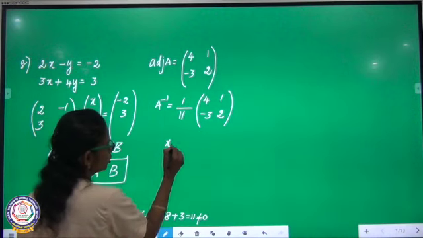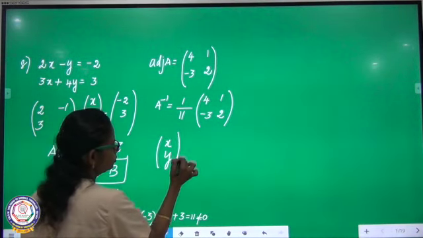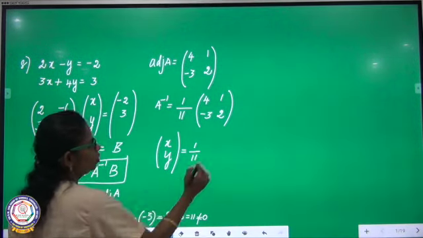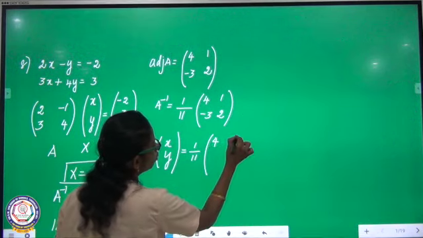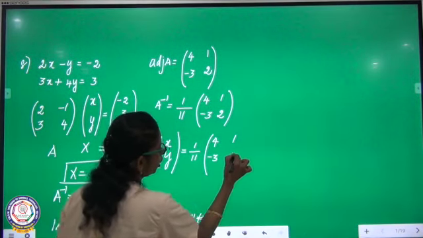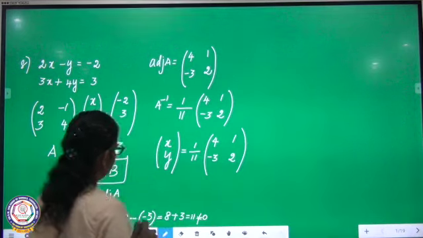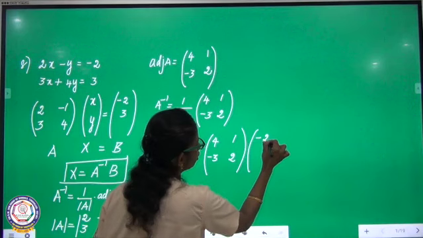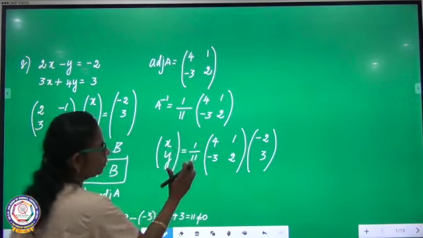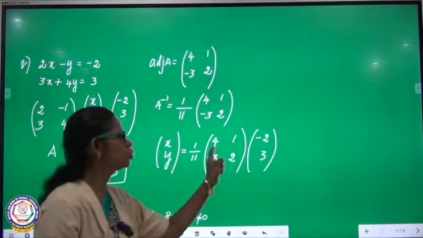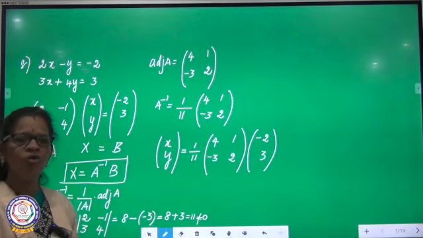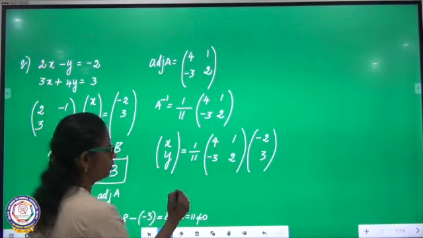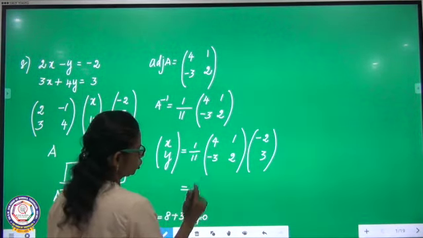Now X, Y equal to 1 by 11 into 4, 1, minus 3, 2 into B. B is what? Minus 2, 3. See, the 1 by 11 you keep as such. First you should do the multiplication, this part alone. Finally the answer should be divided by 11. That is easy for you, right? Don't keep the number in the fraction format.